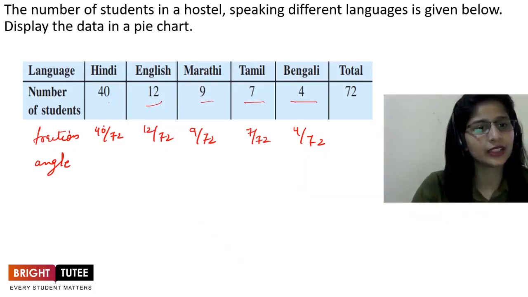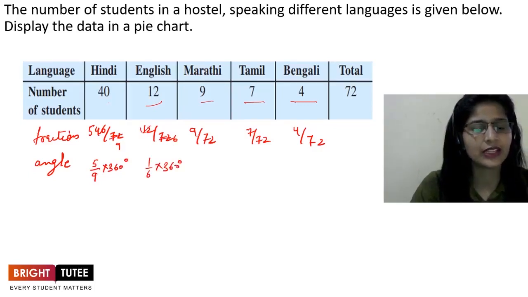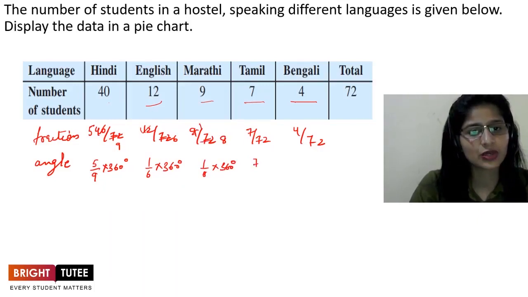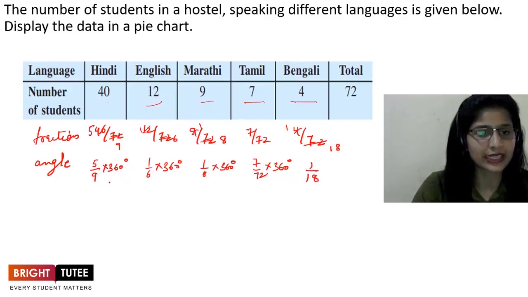Cancelling it with 8, 5 eights are 40 and 9 eights are 72. 5 upon 9 multiplied with 360, right? The next one will be 12 sixes are 72. So 1 upon 6 of 360 we will calculate here. Then here 9 eights are 72, so 1 upon 8 of 360 we will calculate. Then we have 7 upon 72, so 7 upon 72 into 360 we will calculate. And the last one, 4 upon 72, is 1 upon 18. So let us just find out.